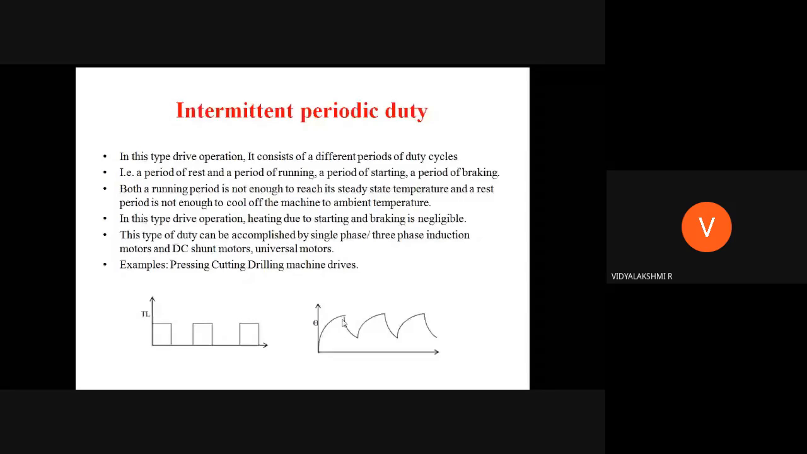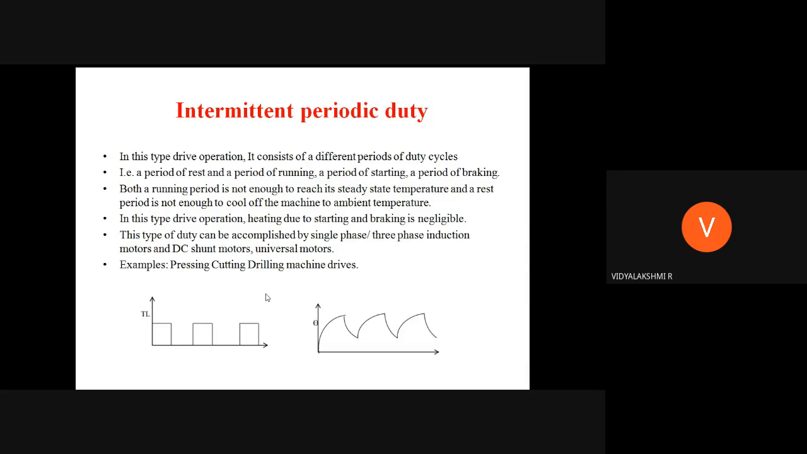Up to this, my temperature keeps on increasing. Then once the rest period comes, what will happen? It will come to the rest position. After that, the temperature is rising and then dropping, rising and dropping, which means intermittent periodic duty. We switch on for a period of time. After that, we have to come to rest position. Again, I start the drive. Again, I give some rest. Again, I start my machine.